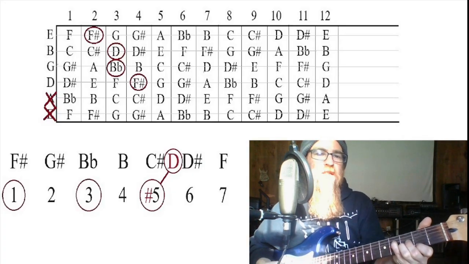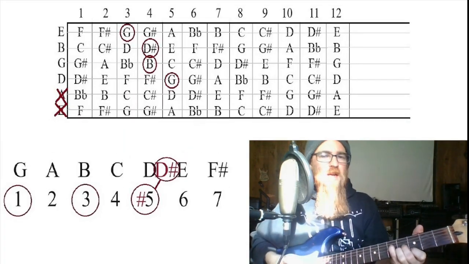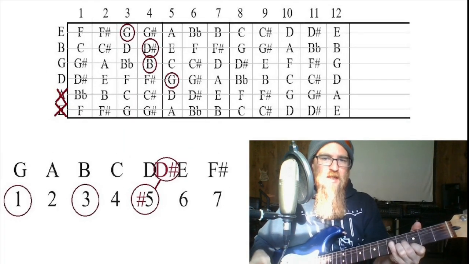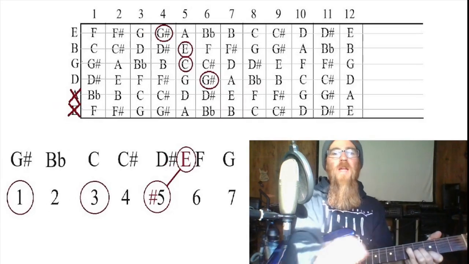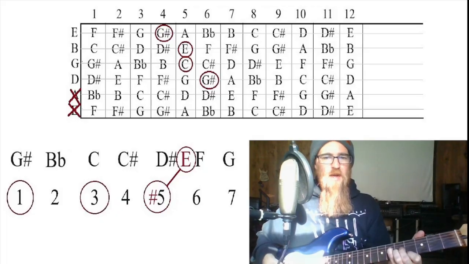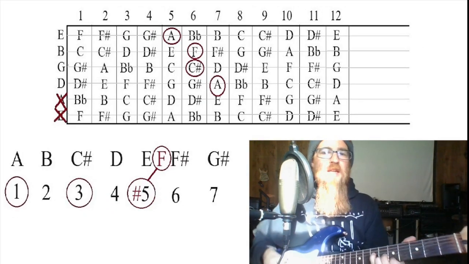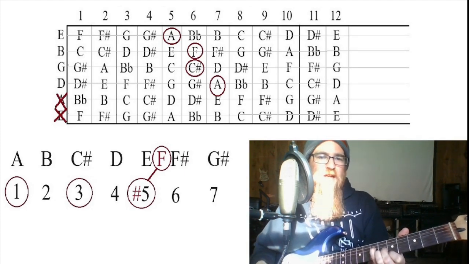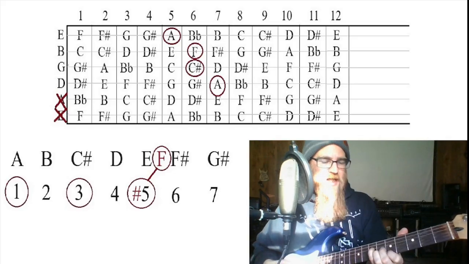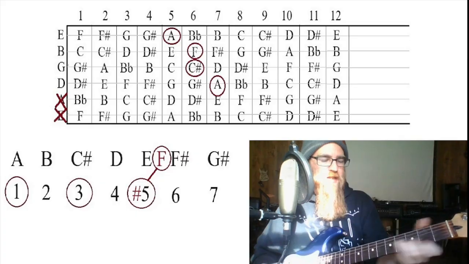F sharp augmented: F sharp, B flat, and D. Then on the 5th fret, G augmented: G, B, and D sharp. And then G sharp augmented: G sharp, C, and E. And then at the 7th fret, A augmented: A, C sharp, and F. See it? A augmented, F augmented.